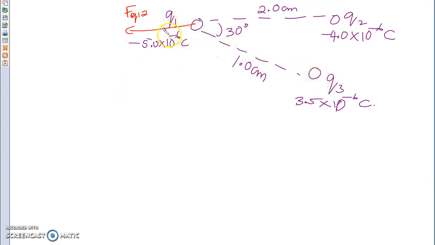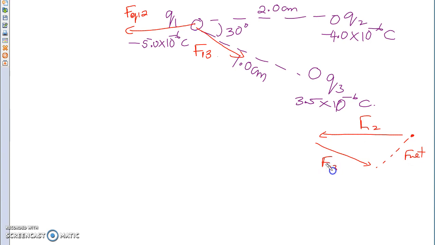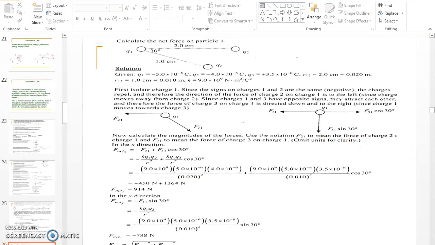And this force right here is a force of attraction between your negative charge and your positive charge. So is it going diagonally downward or is it going upward? Downward, so it's going to be like this, F13. So basically I've got this plus that, which gives you F net, which is going to be like this. This is going to be your F net, and we're trying to figure out what F net is. And this right here is 30 degrees. Does that make sense?